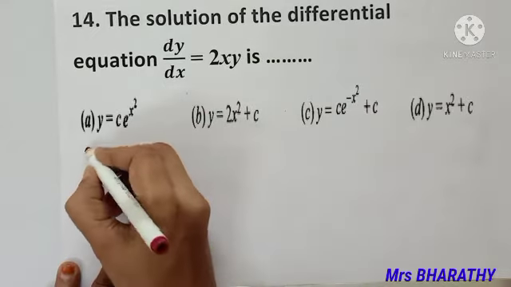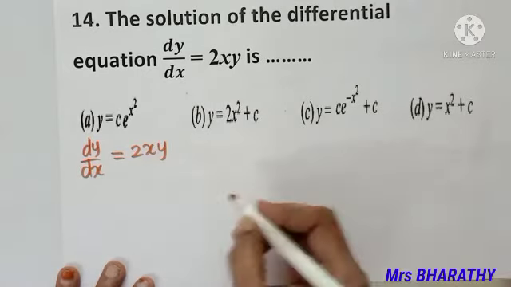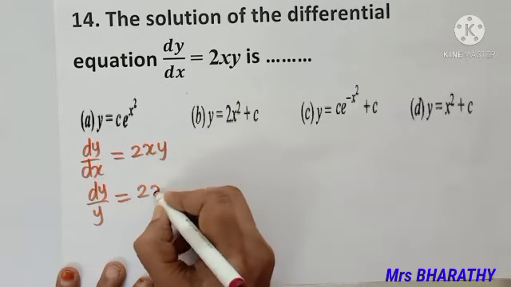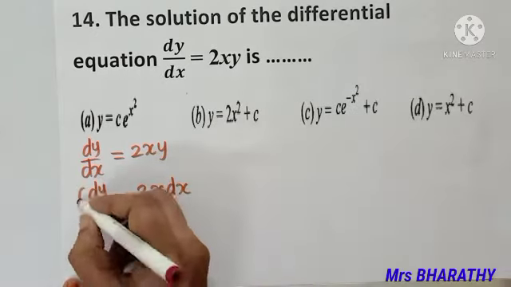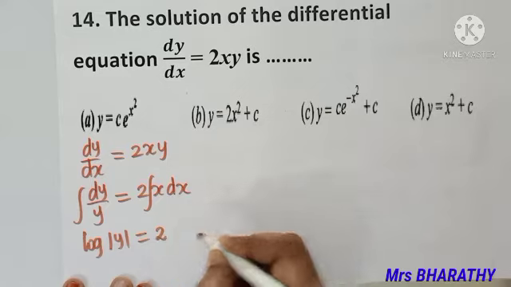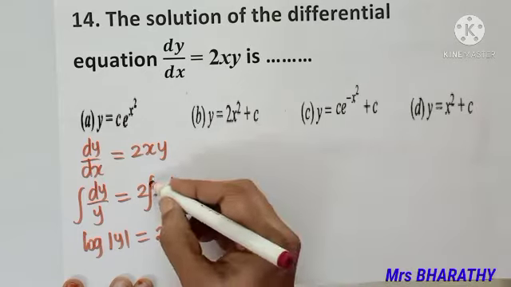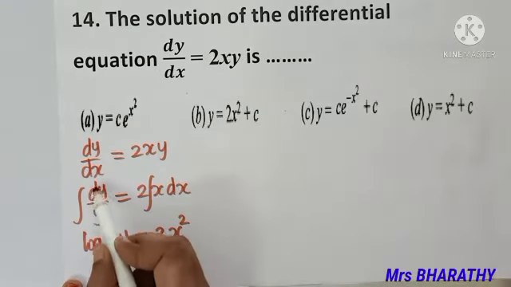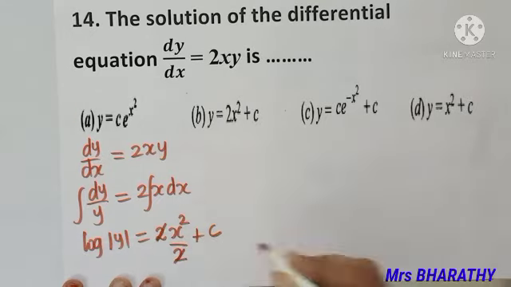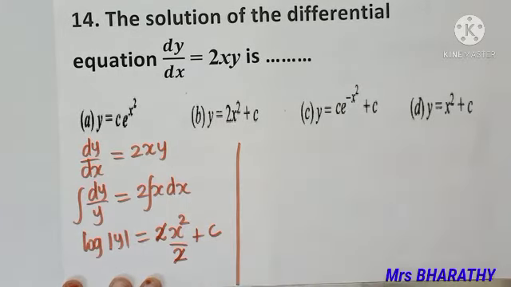Question number 14. The solution of the differential equation dy by dx equals 2xy is. As we separate the variables, it is dy by y equals 2x dx. We shall integrate. Dy by y gives us log y, 2 as it is. Integral x becomes x square by 2. Dy by y gives us log y plus c. Cancelling 2 and 2, we get log y equals x square plus c.